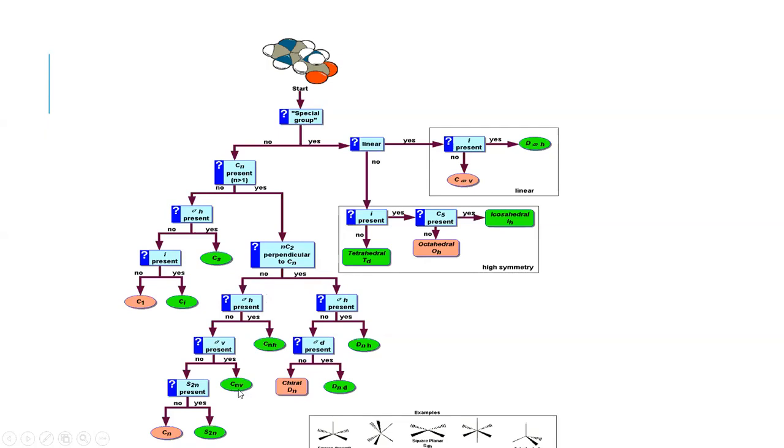If sigma V is also not present, then you have to verify if there is an S2N present. If yes, then it is the S2N point group. Otherwise, CN is the point group.